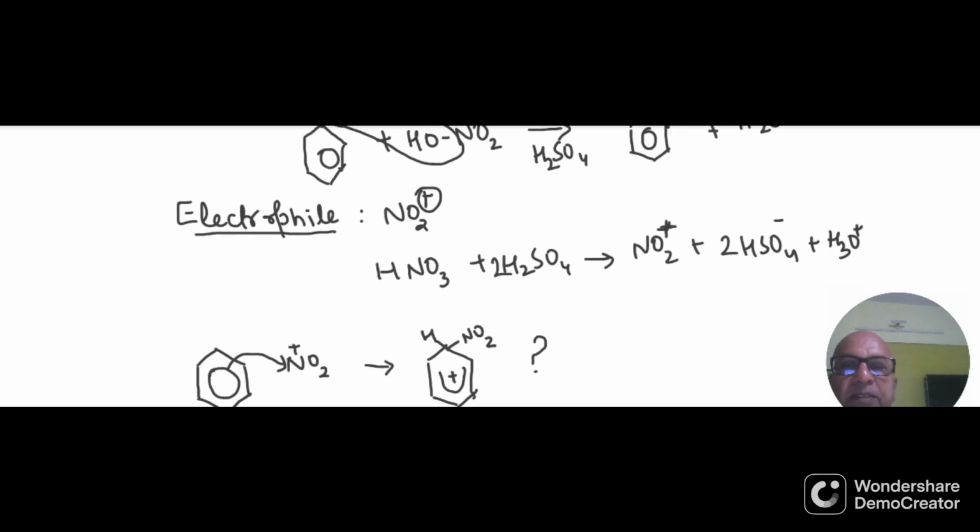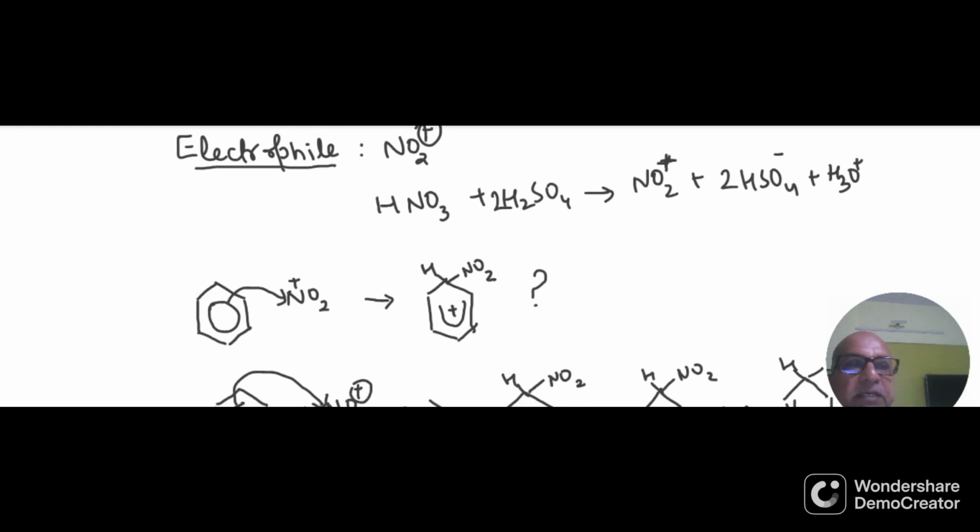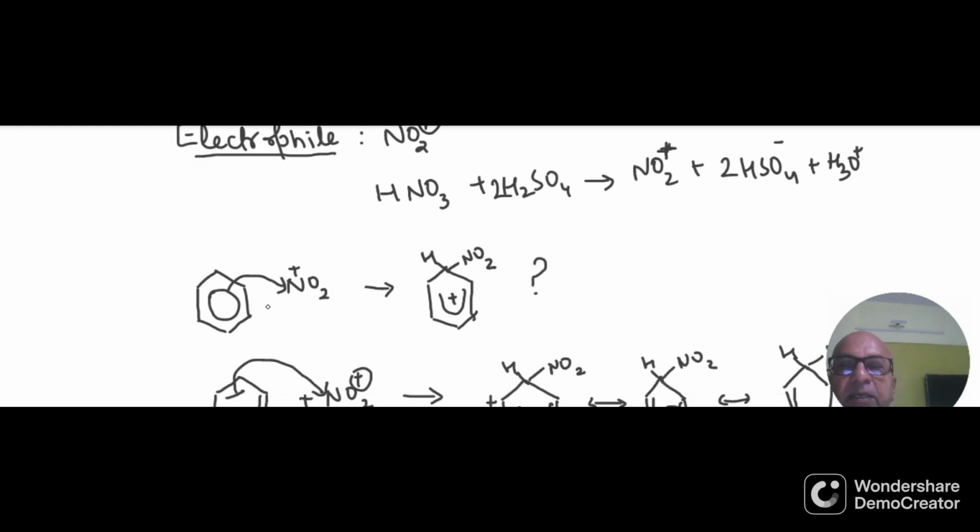What you find in the textbooks is that the NO2+ is the electrophile, and the pi electron cloud of benzene attacks the NO2+ and it forms this intermediate, in which there is an H, there is an NO2, there is a positive charge, but the positive charge is not spread throughout the benzene ring, and it just covers this much region. It covers this region from here to here, but it doesn't cover this region.